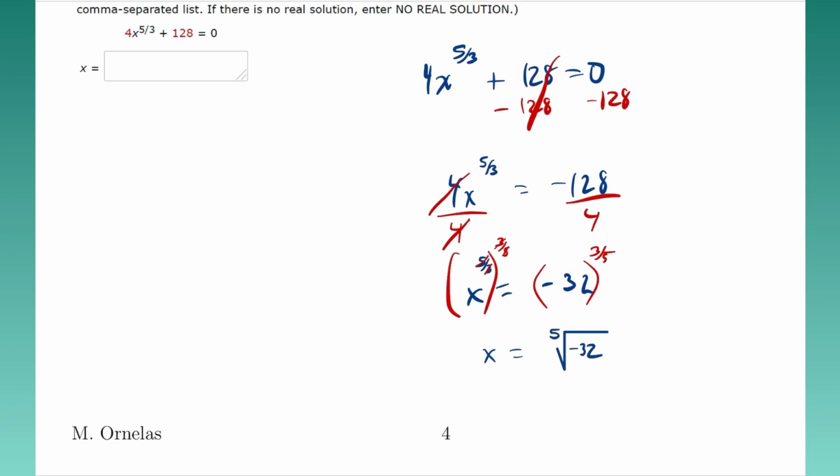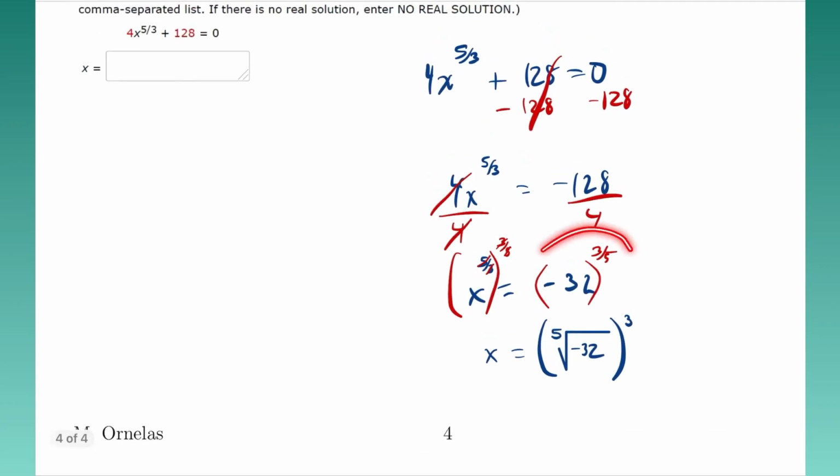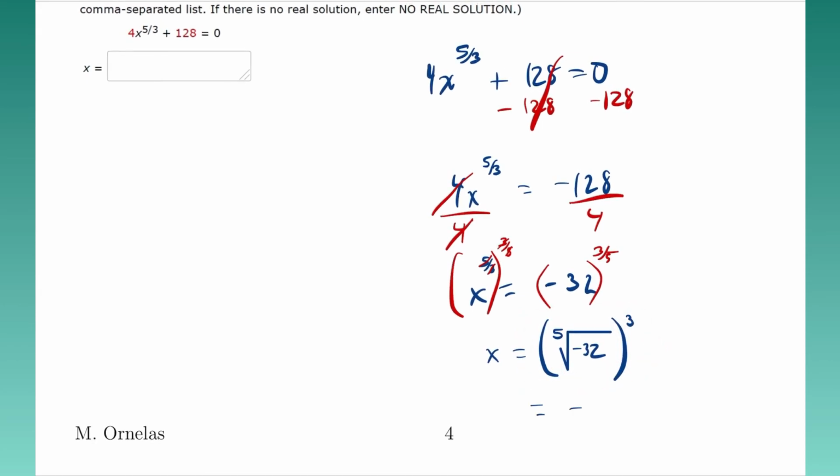So that's equivalent to this. You can enter this into your calculator the way you see it, and you'll get an answer, or you can convert it into radical notation. If you take the 5th root of negative 32, you do get negative 2, because negative 2 to the 5th power is negative 32. And now you do have to raise that to the 3rd, which is negative 8. So it turns out that x equals negative 8. And that is our final answer. And that concludes this section.